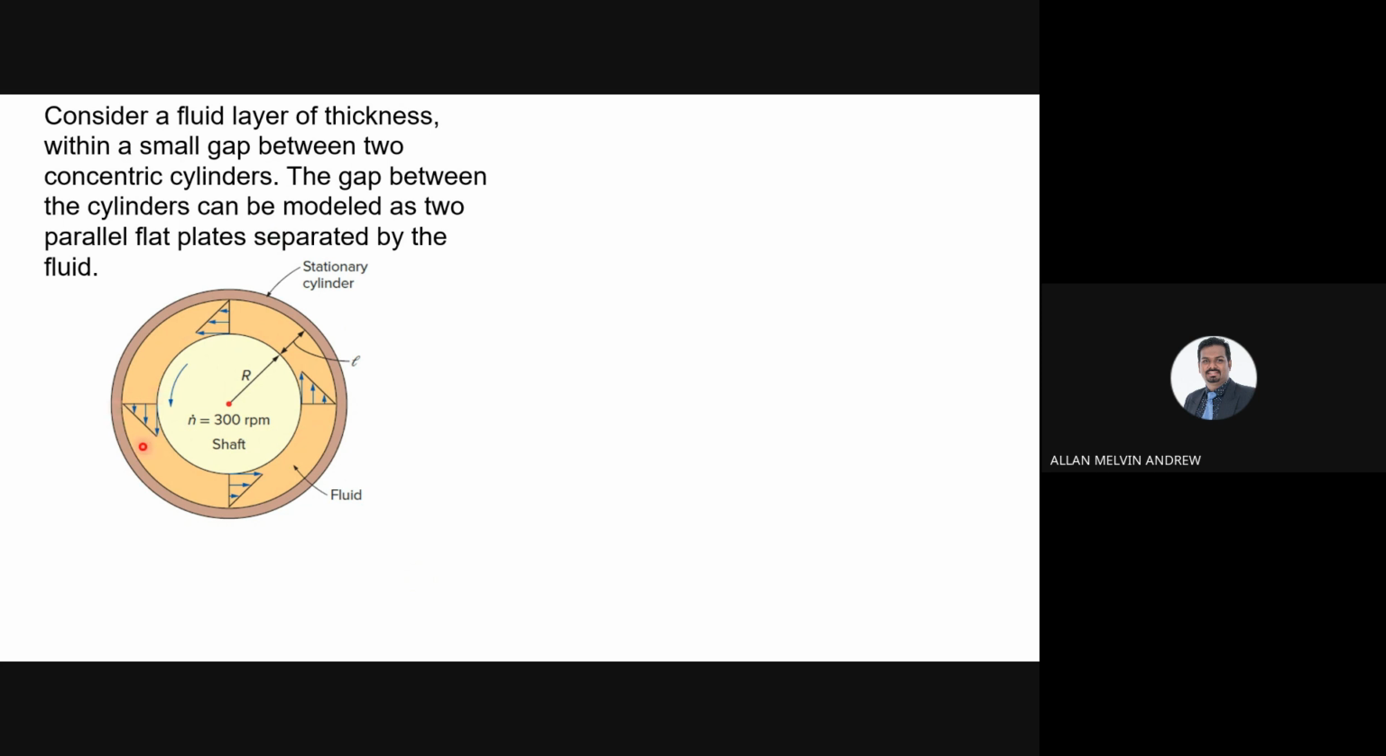create a velocity profile. Yesterday we have seen why the velocity profile is like that, because this is a stationary side, and this is the moving side. And here you will have a no slip condition. Because of the no slip condition, the profile will be like this.